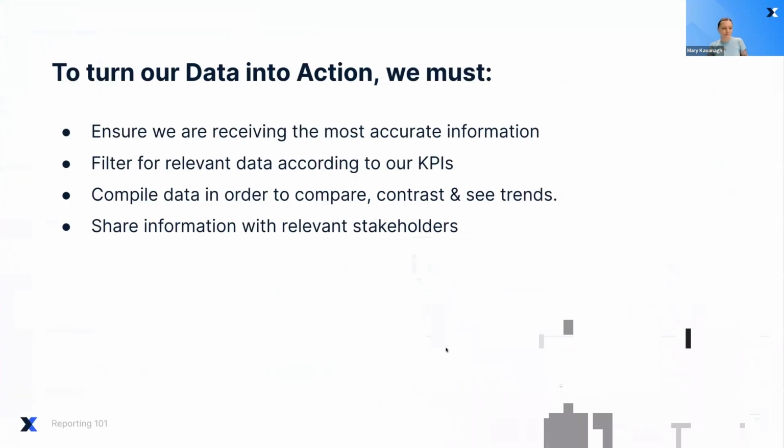Fourth point in here, we want to share information with the relevant stakeholders. So when we want to share information with relevant stakeholders, what I mean here is we want to communicate with people in our team. Now, that could be our team members who don't have access to reporting, or it could be our higher-ups to show them what we're doing and show them how we are progressing against our goals.